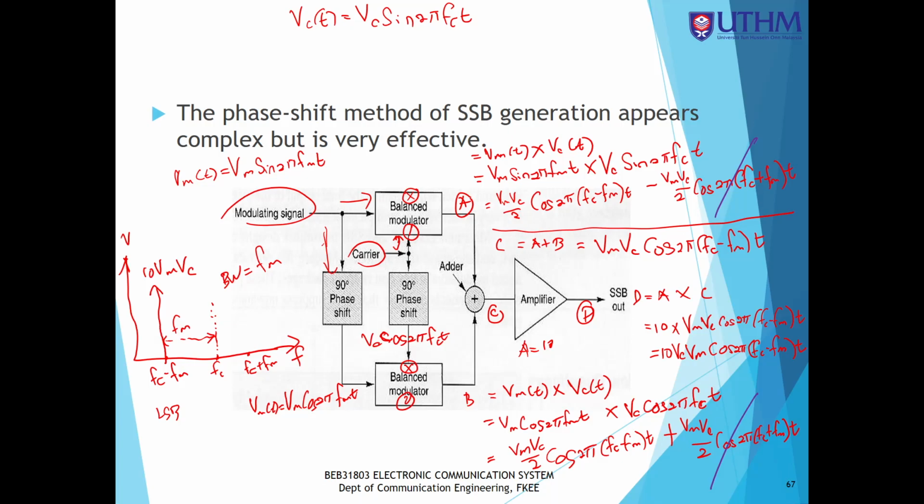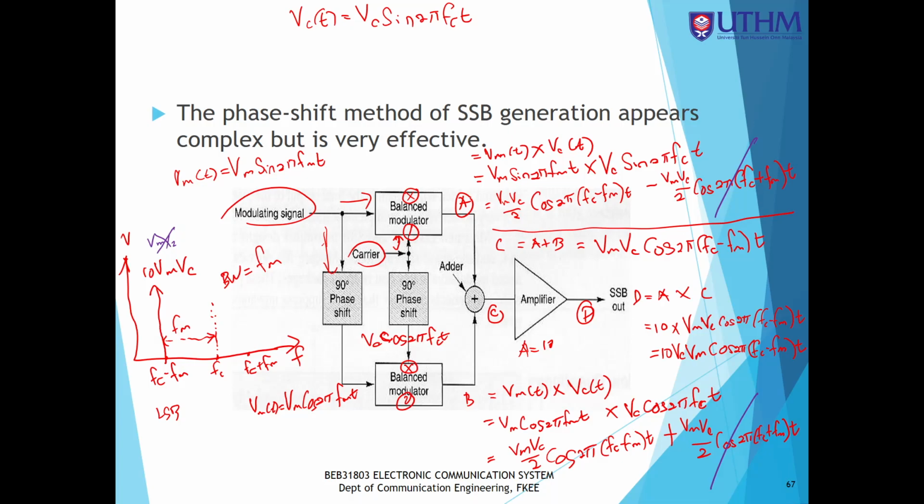Okay, so for your information, in the previous semester, there was a careless mistake by the students. They assumed that the sideband amplitude is Vm over 2, which is wrong. So the sideband amplitude depends on the equation. That's why you need to know the equation first. Very important. Therefore, you can draw. So be careful. Now the amplitude is 10 Vm Vc.